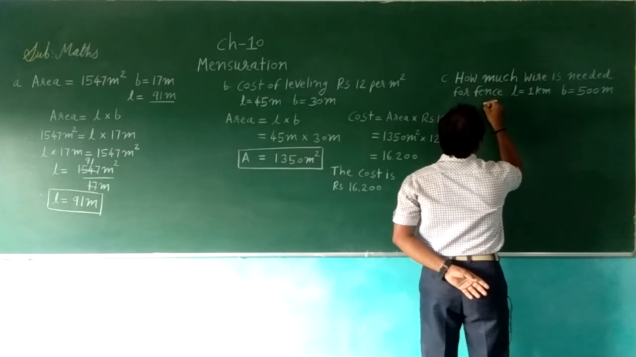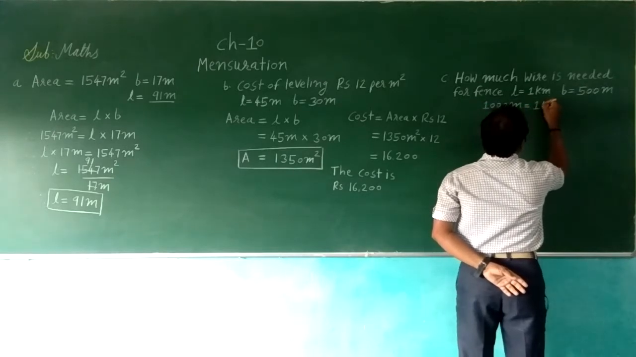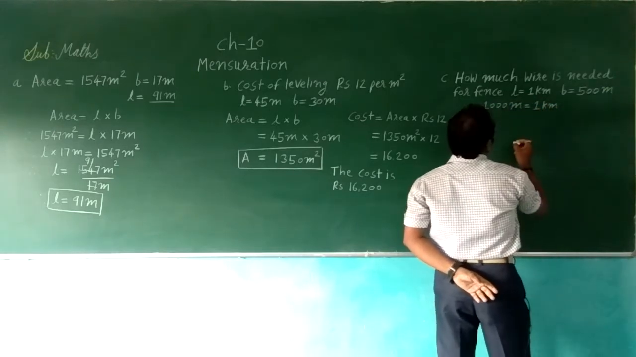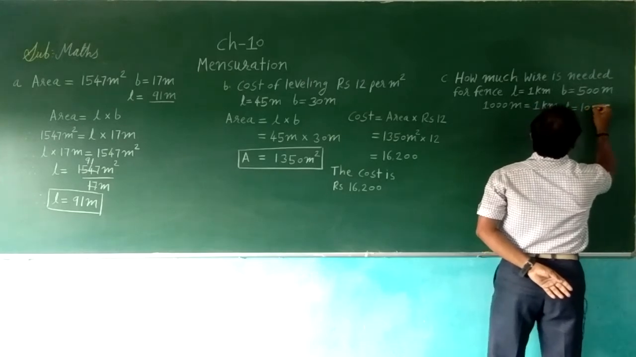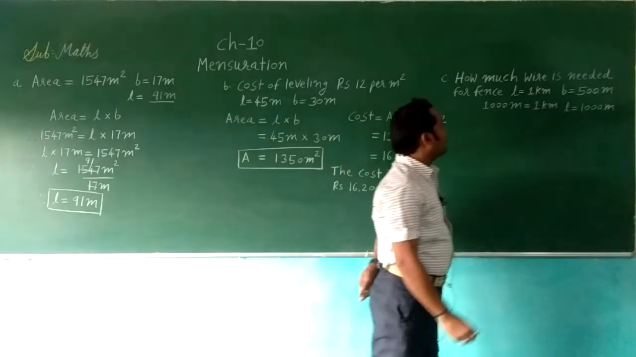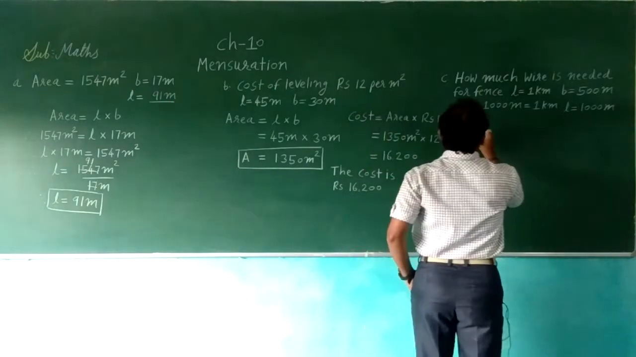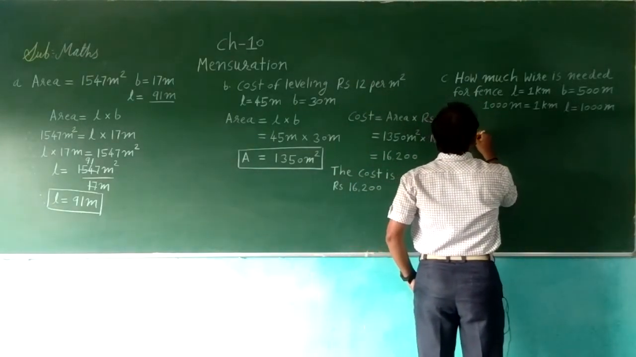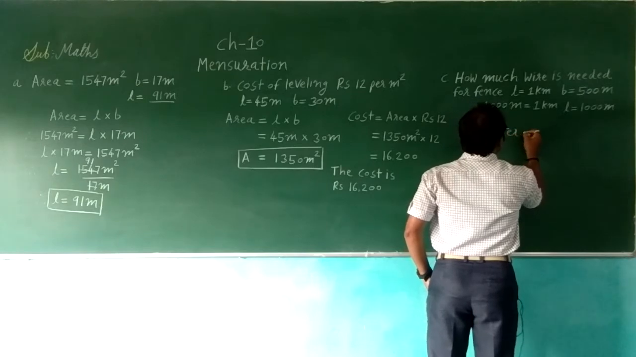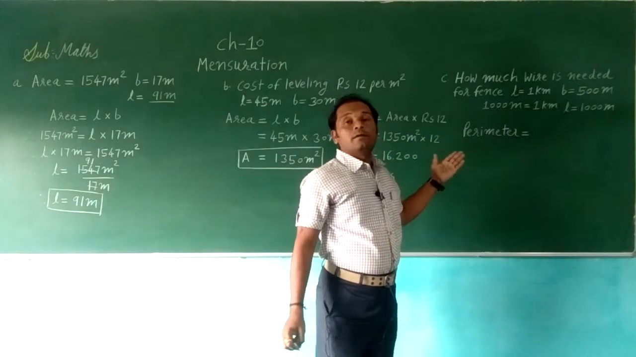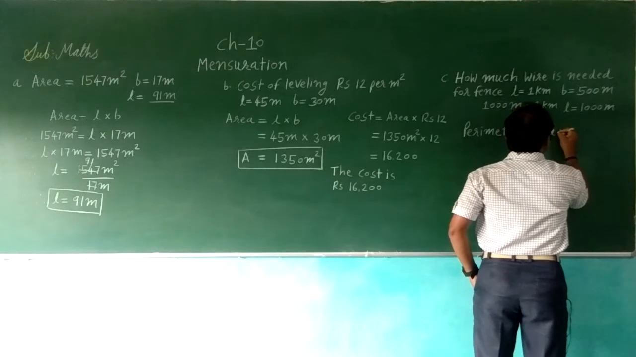So this length we need to change into meter. You know well that 1000 meter is equal to 1 kilometer. So 1 kilometer means the length is 1000 meter. Now we have length 1000 meter, breadth 500 meter. So easily we will find the perimeter, using the perimeter formula of a rectangle that we need to apply: 2 bracket L plus B.